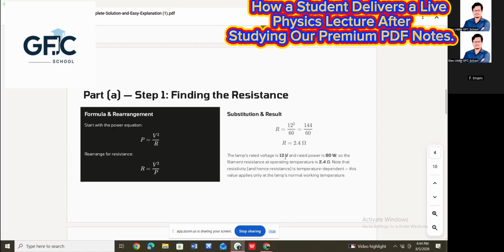The lamp's rated voltage is 12 volt and rated power is 60 watt. So the filament resistance at operating temperature is 2.4 ohm. Note that resistivity and hence resistance is temperature dependent. This value applies only at the lamp's normal working temperature.